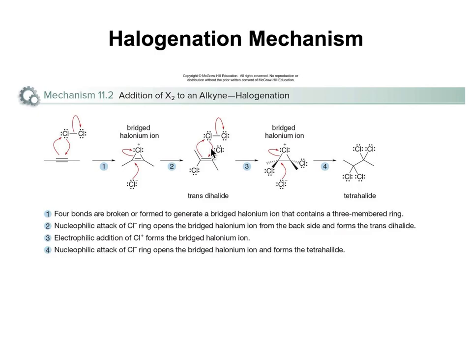That reaction happens again with a second equivalent of Cl2. So again, we form that halonium ion, and the Cl that left in the first step now can come and attack from the opposite side. And so that's how we get the tetrahalide, right? We get 4 chlorines across the triple bond.